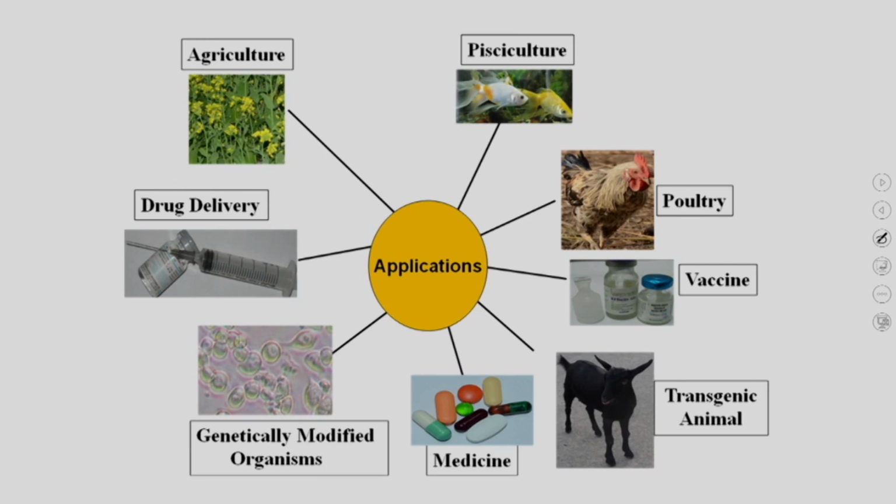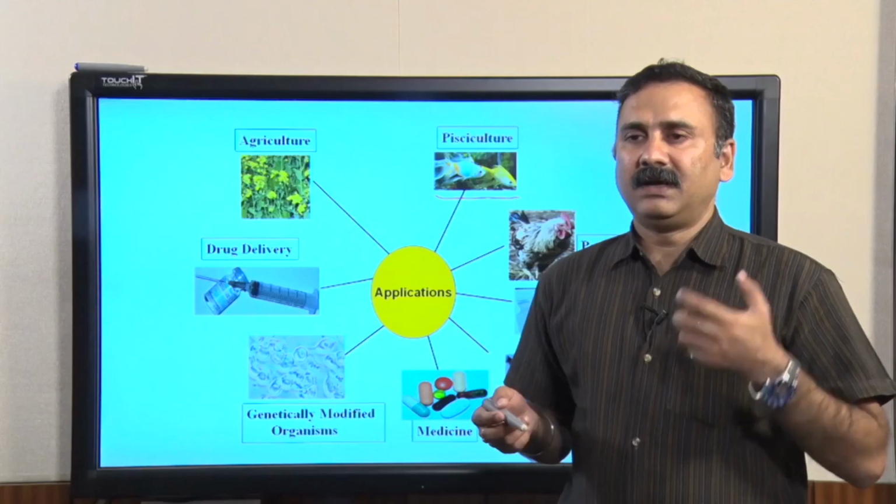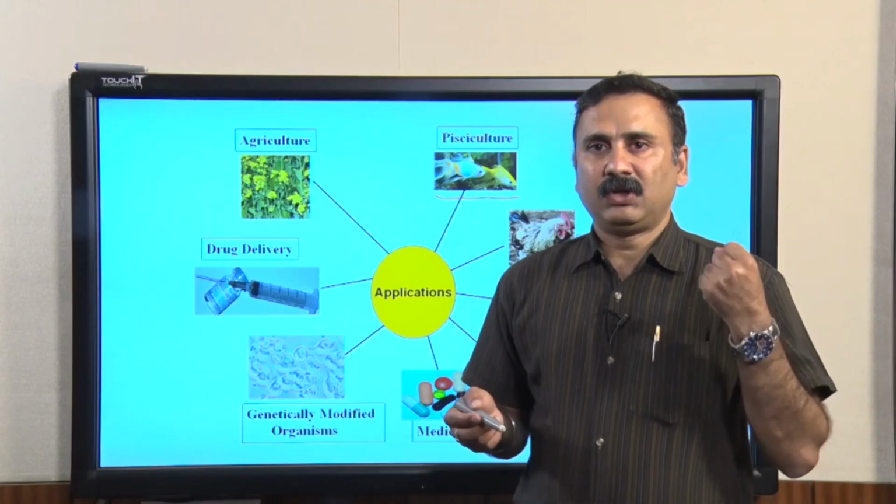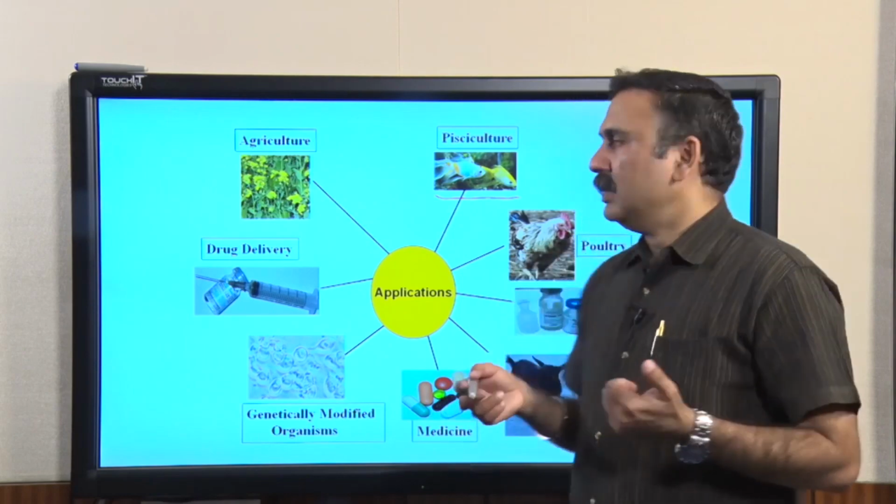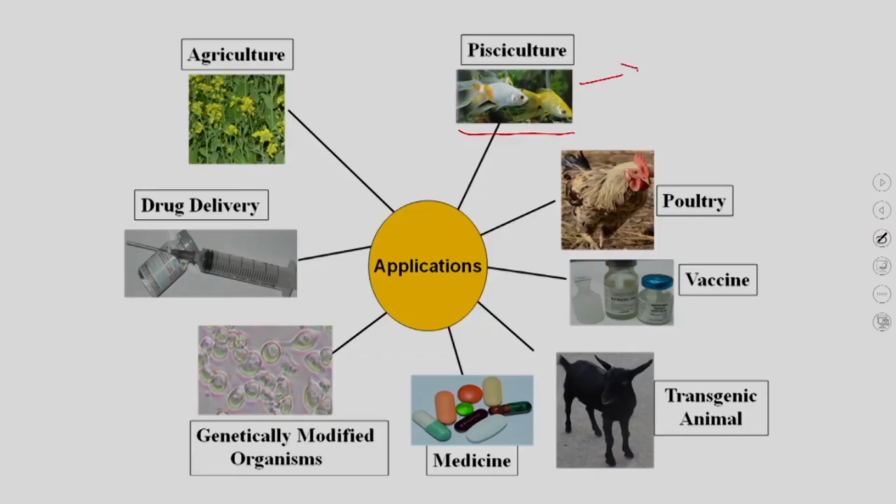It has an application in pisciculture, where you can increase the productivity of fishes in a pond. Moreover, with genetic engineering as well as other biotechnology principles, you can also develop ornamental fishes, and that will increase the demand for these fishes in the market.